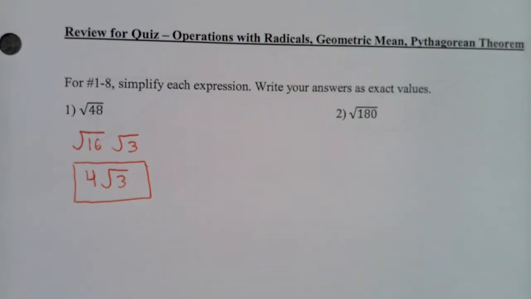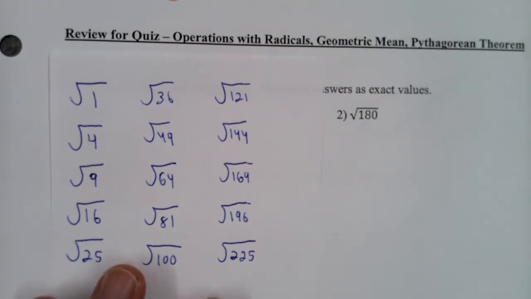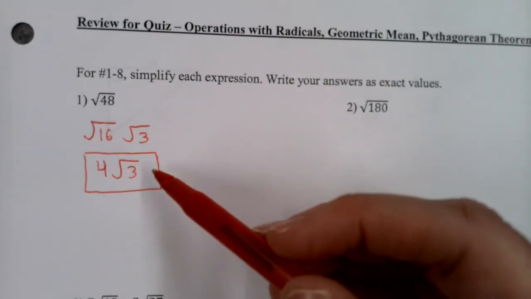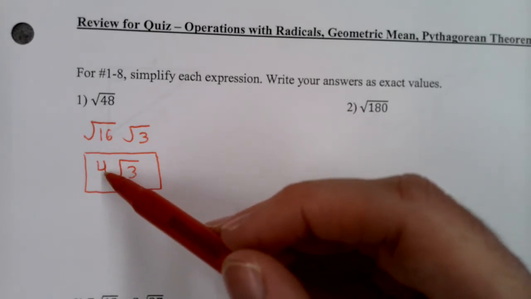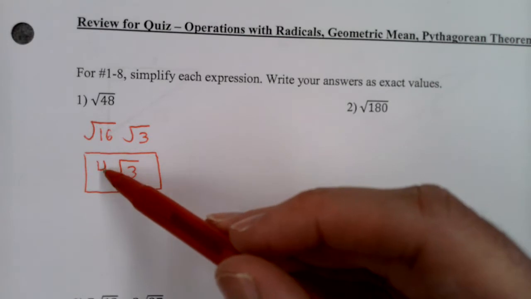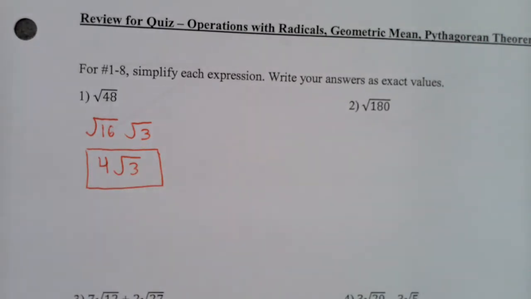Number 2, simplify the square root of 180 from the list of perfect square numbers. Oh, and by the way, number 1, when you write your answer, make sure you put the number first and then the square root. Do not put the square root first. The number comes first, then the square root.